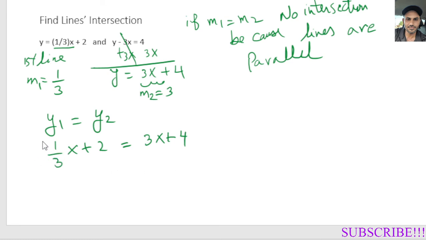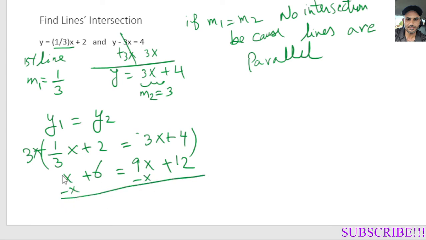To get rid of this 1/3, we have to multiply the whole equation by 3. So when we multiply this, 3 times 1/3 is just 1, so we're left with x here. And when 3 multiplies with 2, it becomes 6. On the other side, when you multiply 3 with 3, it becomes 9x. And when we multiply 3 with 4, it becomes 12. And we go ahead and simplify this. We bring x on one side and the numbers on the other side. So we're going to subtract x here and x here, 1x. This is cancelled. When you add a positive and a negative, it becomes 0. Here we have 6. And when you subtract an x from a 9x, you're left with 8x plus 12.